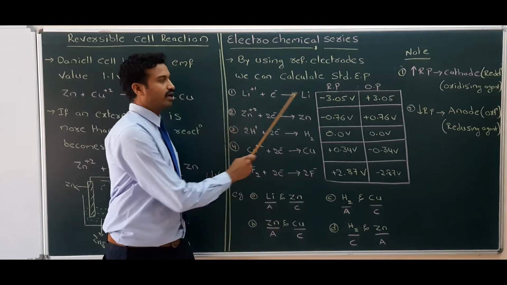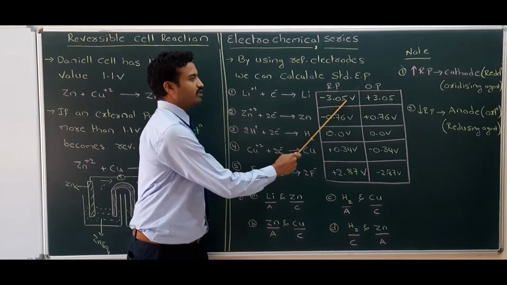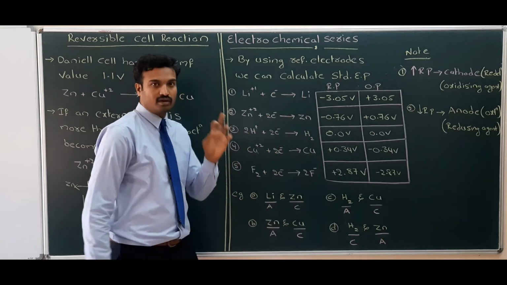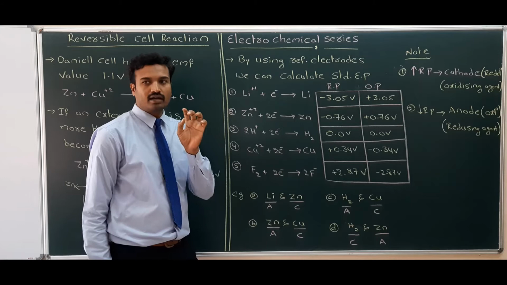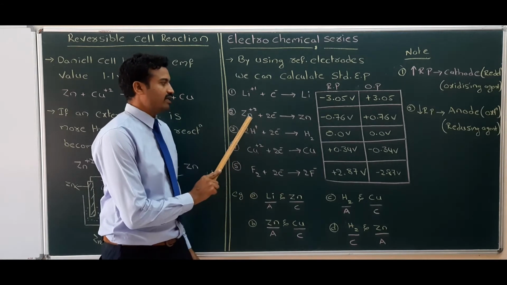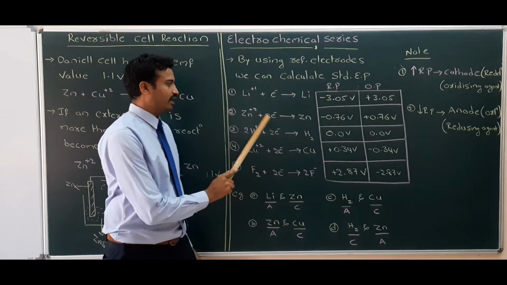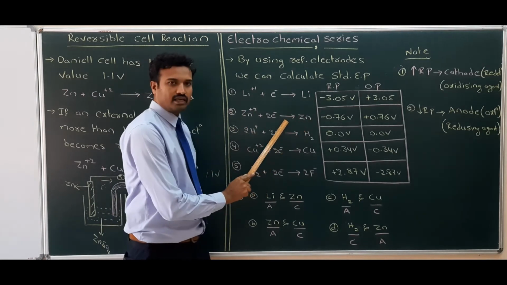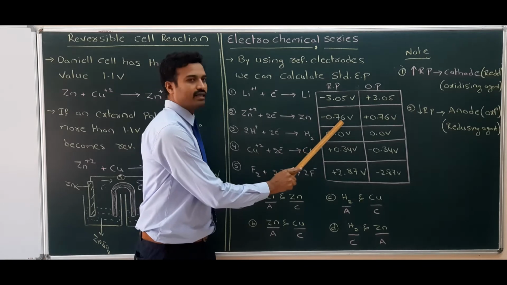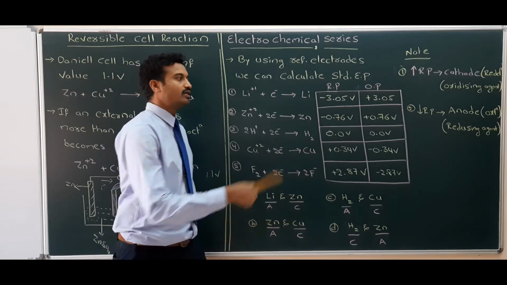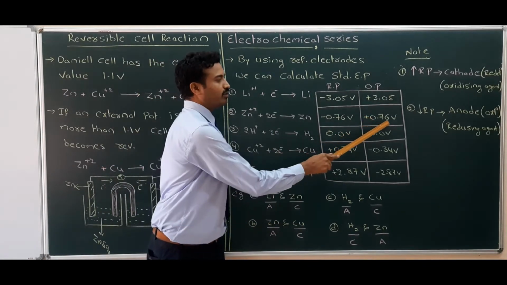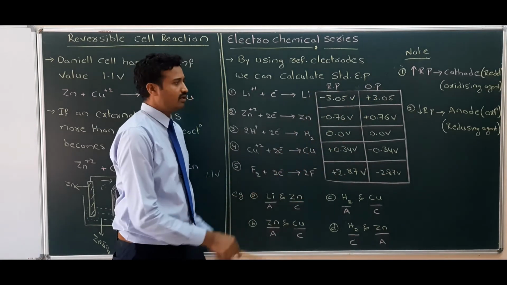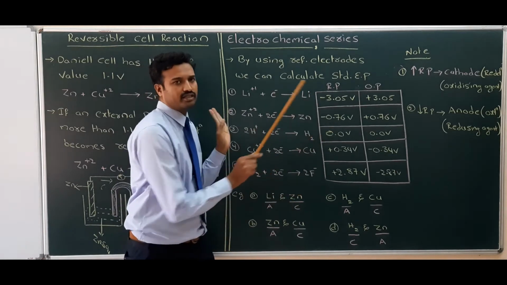Now lithium reduction potential value is minus 3.05 volts. This we can calculate by using the reference electrode, either hydrogen electrode or calomel electrode. Second one, zinc. Here it is a reduction, gaining of electrons. Zn2+ is converted into Zn. Reduction potential of zinc is minus 0.76 volts. Oxidation potential is plus 0.76 volts. Now, no need of this oxidation potential. According to IUPAC norms, we use only reduction potential.